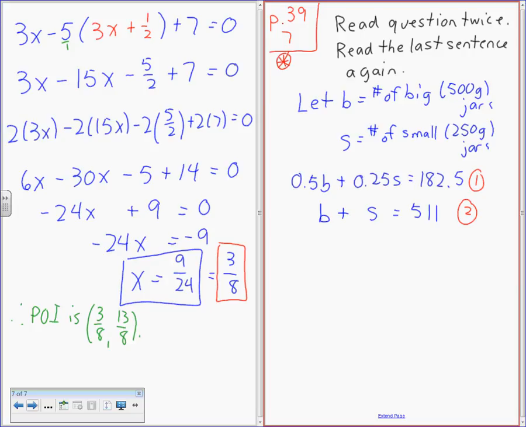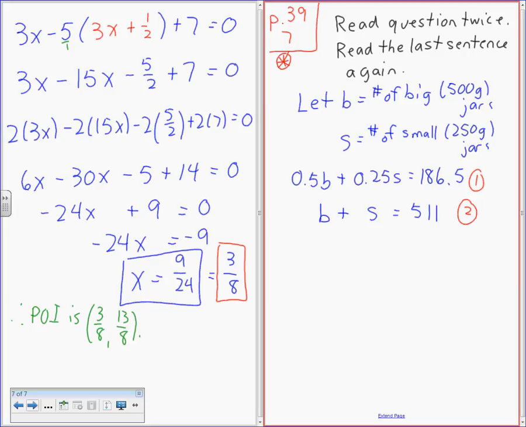Okay, now this one we're going to use substitution. What variable looks better to substitute, B or S? The answer is it does not matter, okay? If you like B better, we're going to use B.